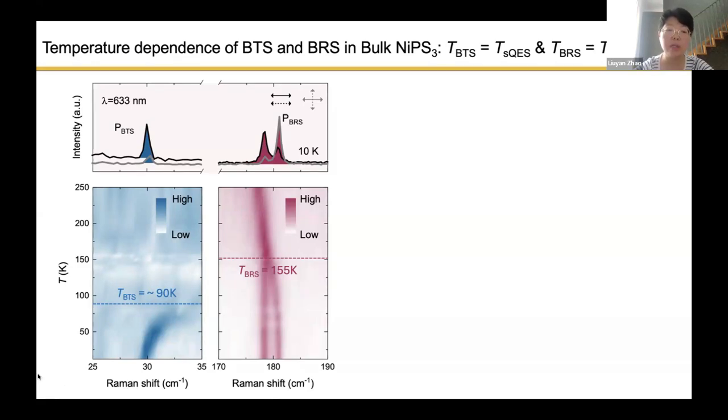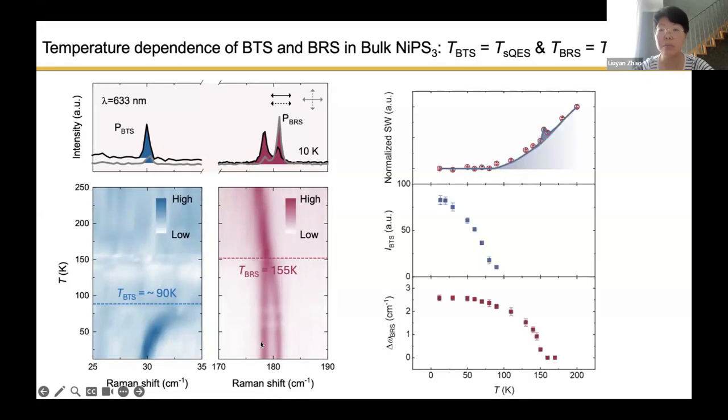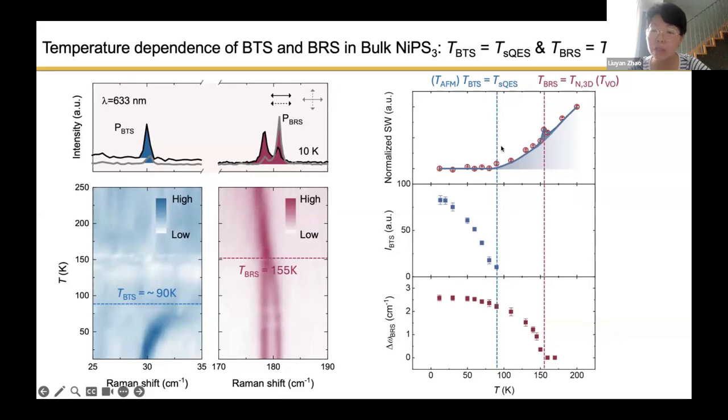So then we can do a careful fit of this temperature dependent data here. We can fit the intensity of this translational symmetry breaking mode as a function of temperature, and also the frequency split of this Eg split mode as a function of temperature as well, and put them together with the quasi-elastic scattering's temperature dependence. So then we can see, as we said just now, this rotational symmetry breaking mode onsets at this so-called literature's Néel temperature. And then this translational symmetry breaking mode onsets at the temperature where the spin fluctuation is quenched.